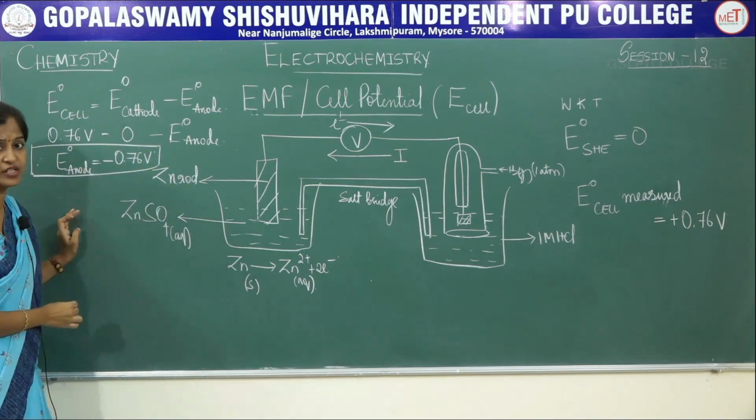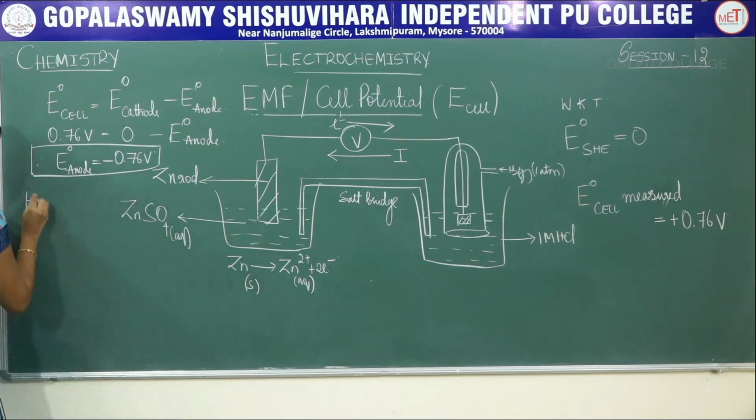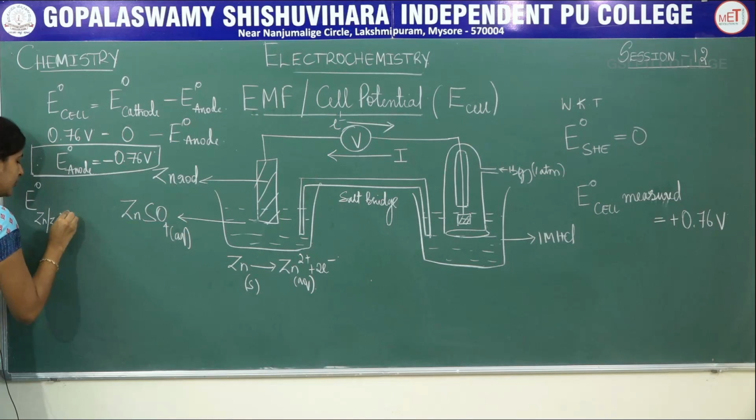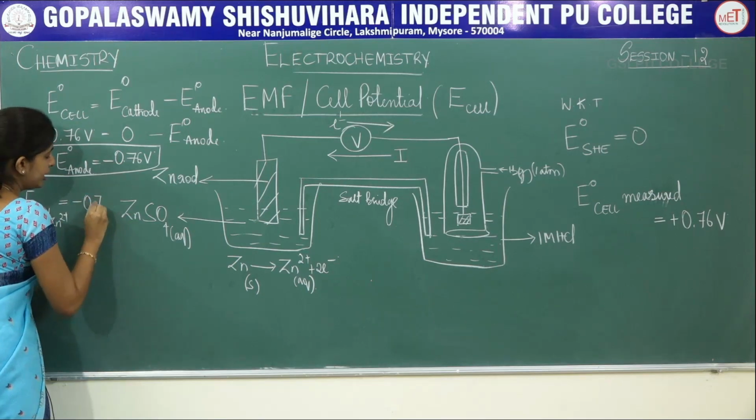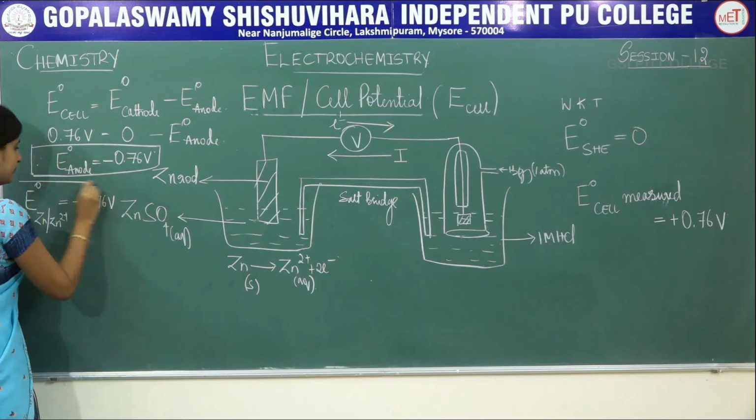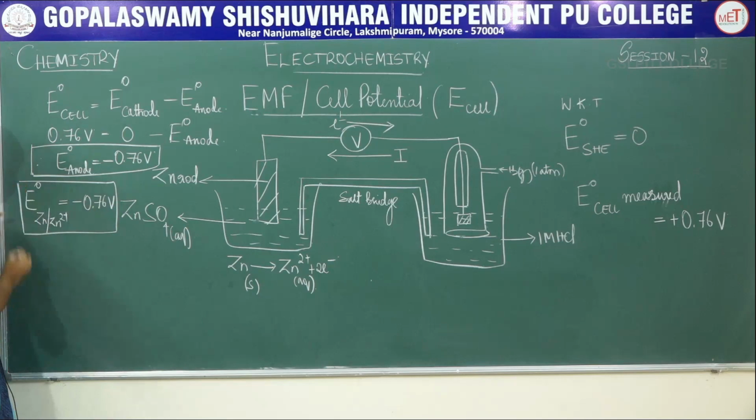What is the anode? Anode is your zinc. So it becomes E naught of zinc, Zn2 plus, oxidation is happening, Zn2 plus, it is equal to minus 0.76 volt. So this is the electrode potential of zinc. In the same way, you can make it for copper also.